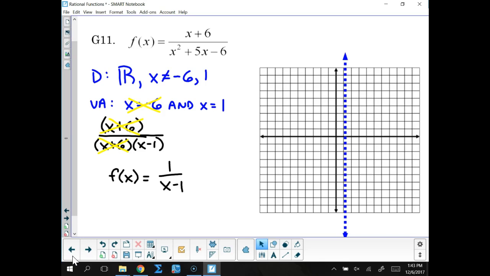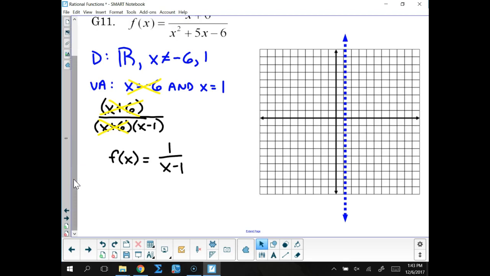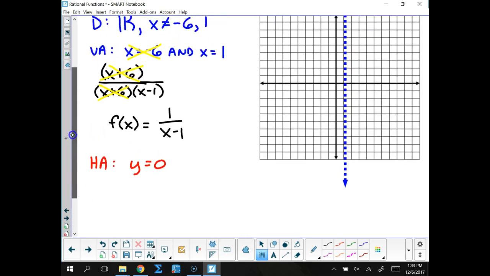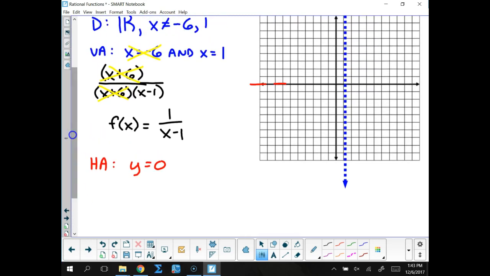Okay, next, what's step 2? Find my horizontal asymptote. What is my horizontal asymptote? Y equals 0. Love it. I'm just going to draw it in. Old school days.